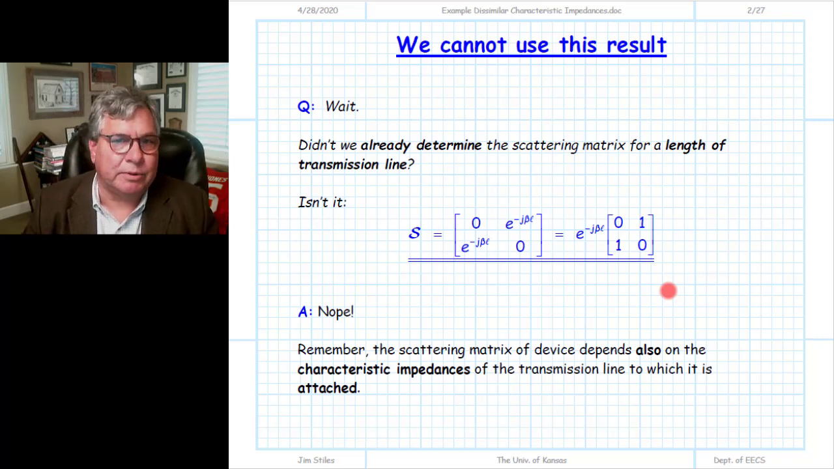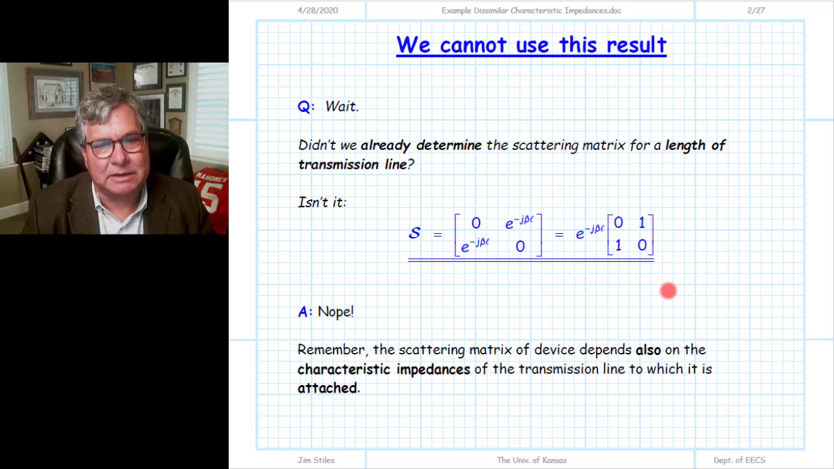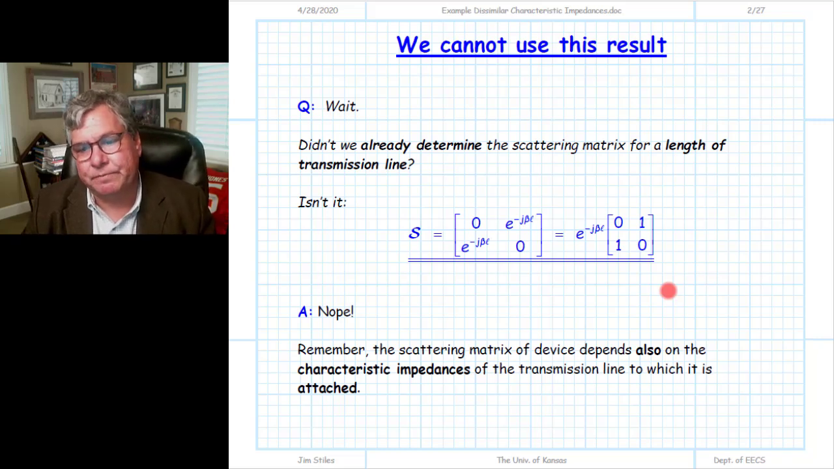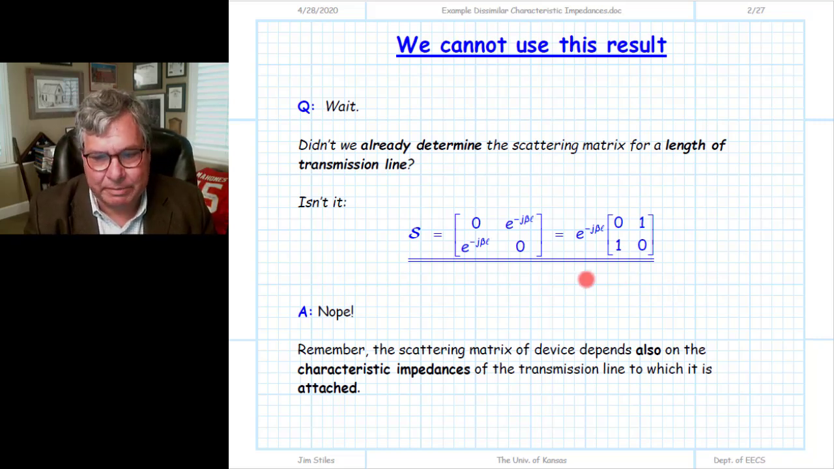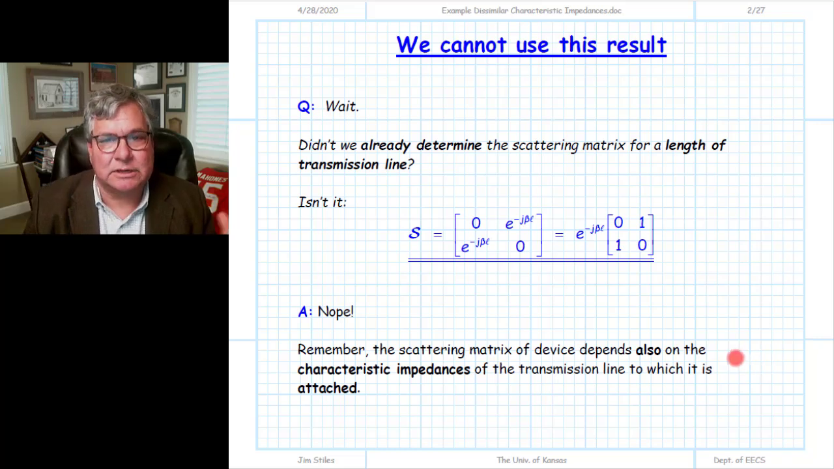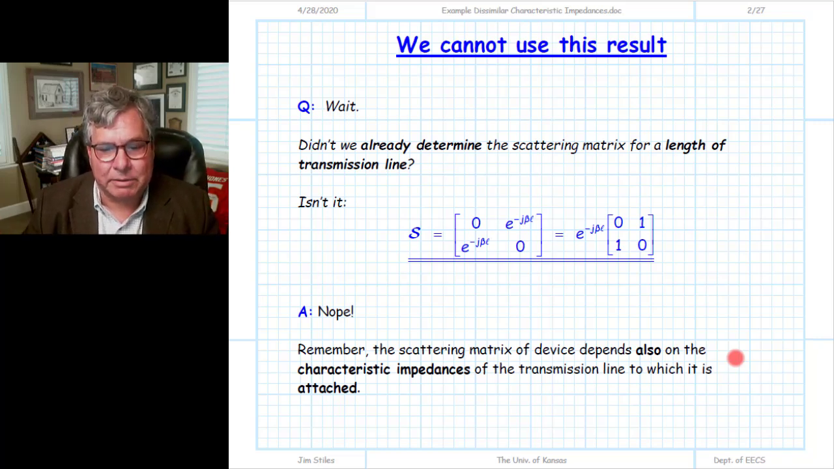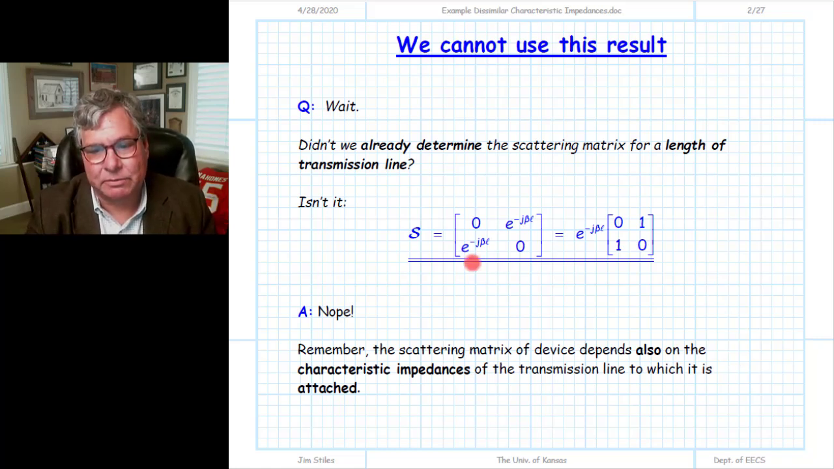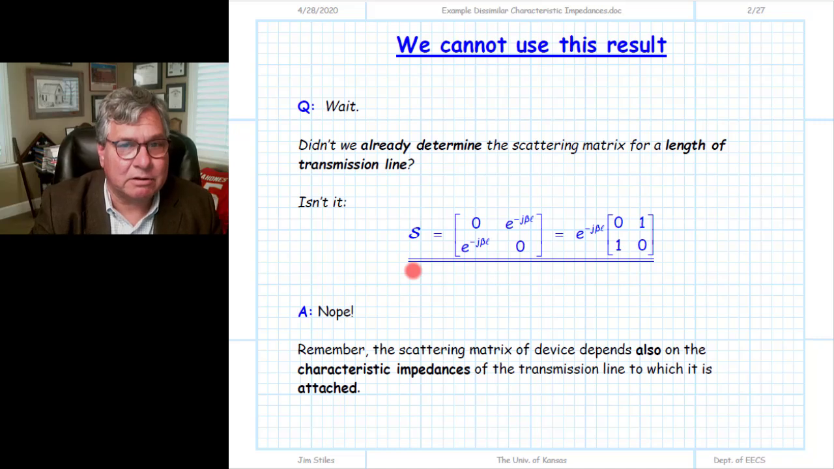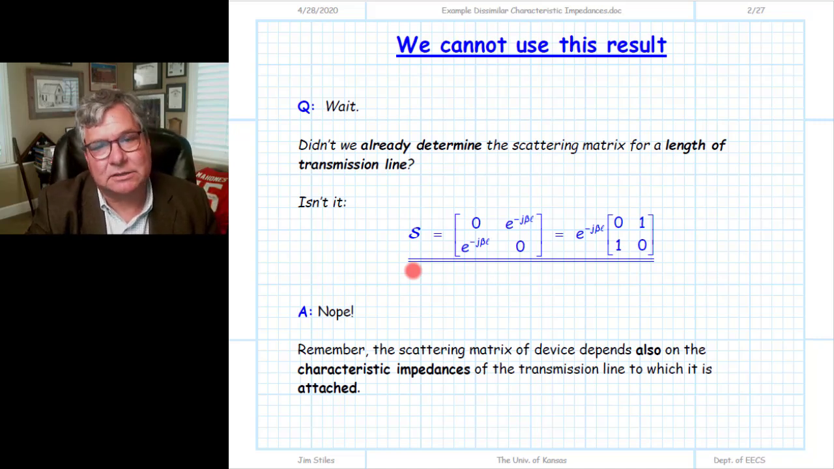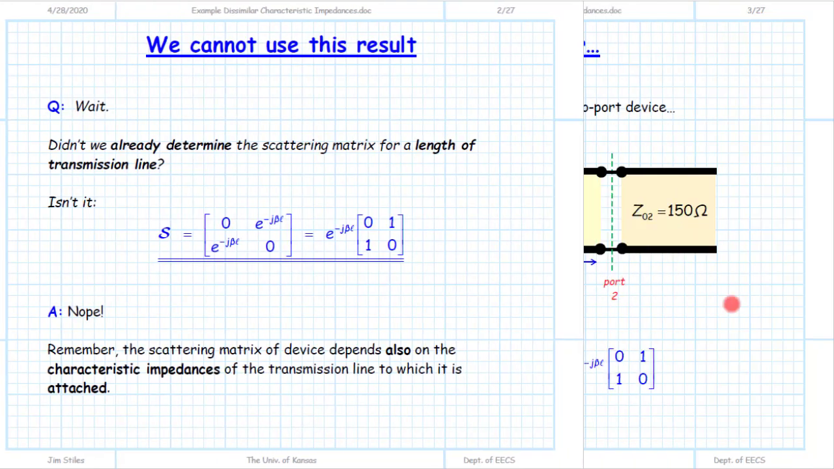There was no discontinuity, no change in the characteristic impedance as we moved along the structure, and it led to this scattering matrix. In this case, of course, the transmission line characteristic impedances attached to either end are different from each other, likewise different from the characteristic impedance of the transmission line in the middle, and so this result that we previously obtained has no value here. It was a different circuit since the transmission lines connected to each port were different.